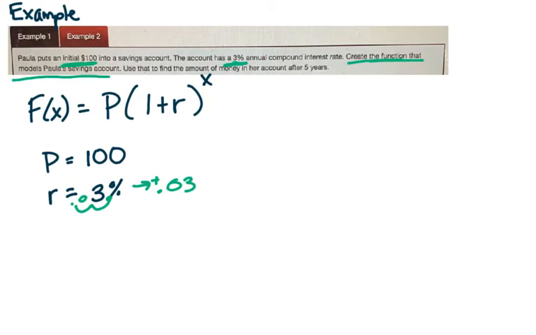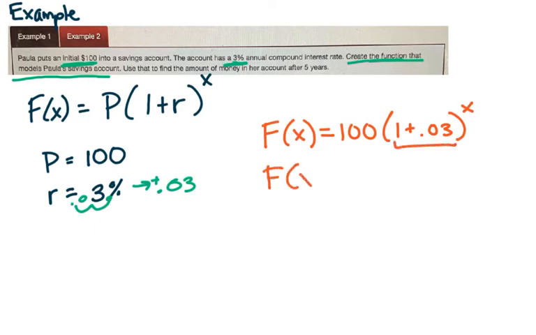And so I'm just going to stop there and make sure that I'm answering every piece of this question. So with the information I have so far, I have f of x equals 100 times 1 plus 0.03 to the x. And I'm just going to simplify this a little bit. So I'm going to add the 1 and the 0.03 together. You cannot simplify it more than this, so please don't try to multiply the 100 and the 1.03 because that exponent is in the way. So you cannot multiply these two together right now.